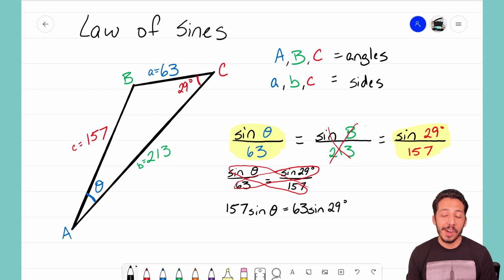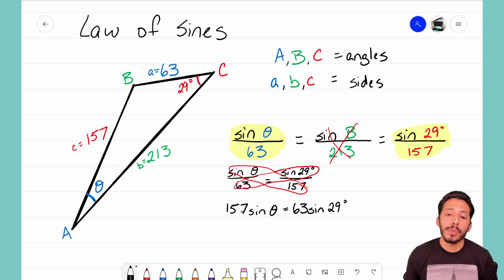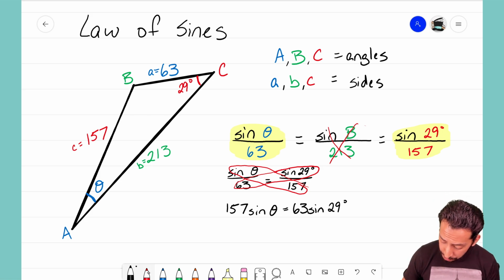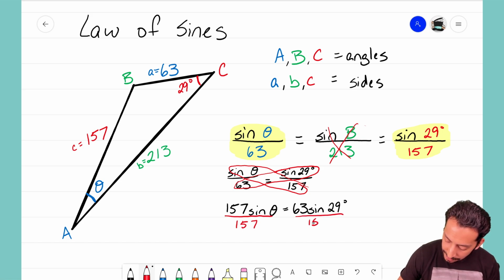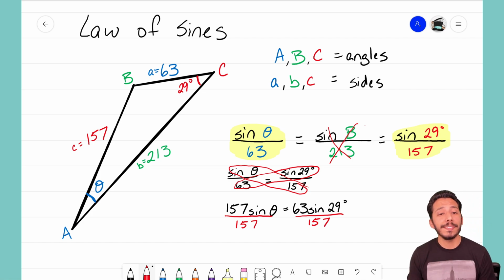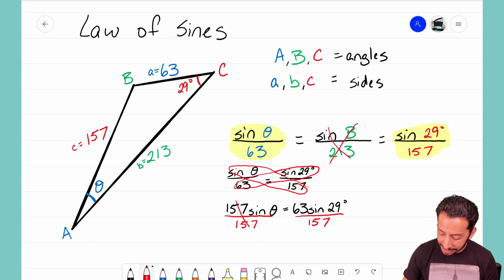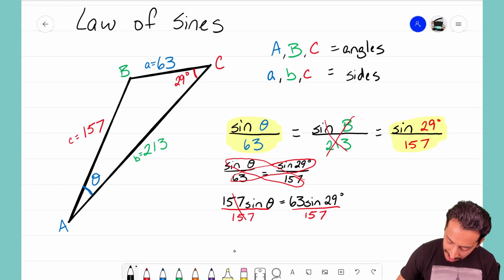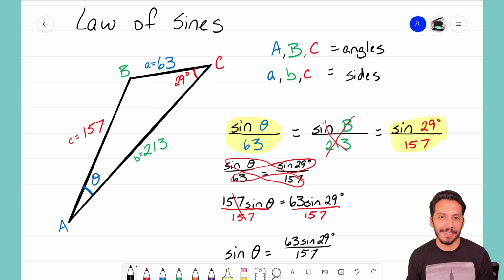So far, so good. Remember, I want theta by itself. Right now, I have 157 multiplying that, so I'm going to divide both sides by 157. By doing that, the 157 on the left side are going to cancel, and I'm going to be left with sine of theta equals 63 times sine of 29 degrees all over 157.